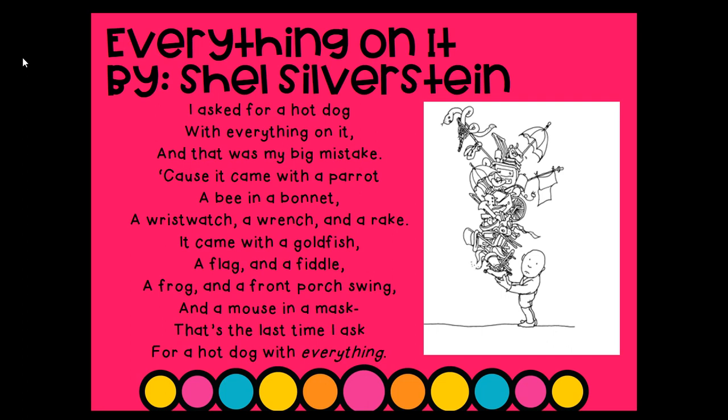I asked for a hot dog with everything on it, and that was my big mistake, because it came with a parrot, a bee in a bonnet, a wristwatch, a wrench, and a rake. It came with a goldfish, a flag, and a fiddle, a frog and a front porch swing, and a mouse in a mask. That's the last time I ask for a hot dog with everything.